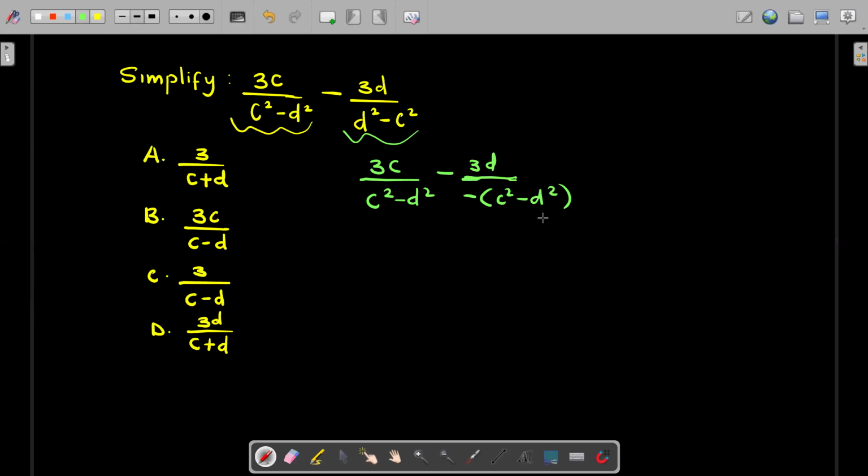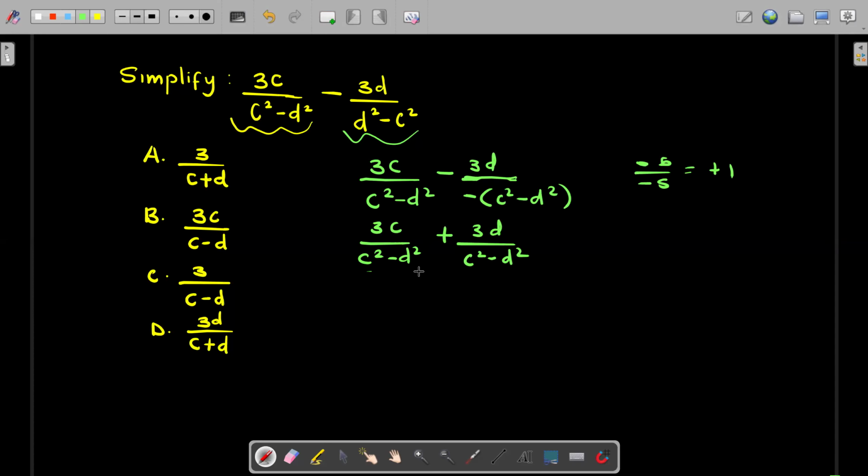Okay? And it should be observed that a negative divided by a negative will give us a positive. Meaning if you have a negative 5, for example, divided by a negative 5, you get a positive 1. So we can apply that concept here such that this can be written as 3c all over c squared minus d squared plus 3d all over c squared minus d squared.